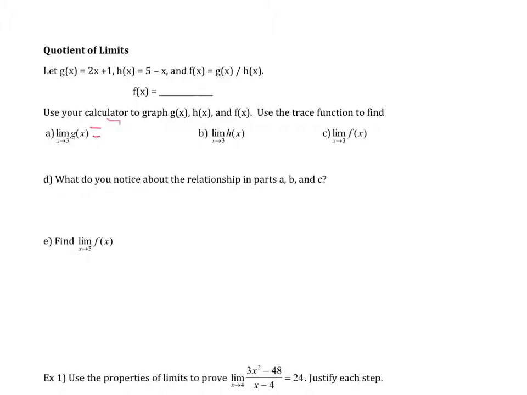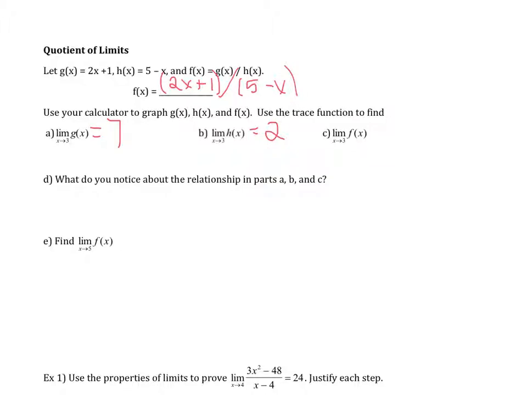We know that this one's going to equal 7, and that one is going to equal 2. Fabulous. Okay, so f of x is the quotient, right? We're dividing, remember, quotient means division. So we're just going to write that in for us. So we're going to get 2x plus 1 divided by 5 minus x.